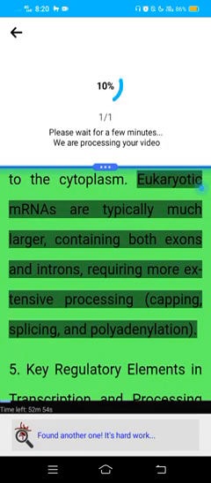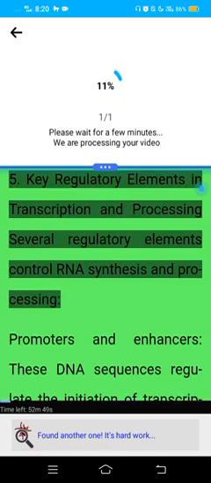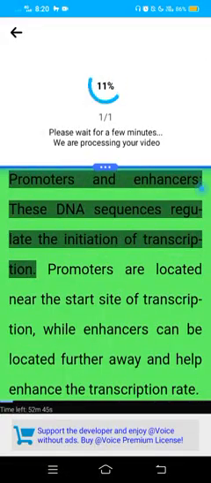Eukaryotic mRNAs are typically much larger, containing both exons and introns, requiring more extensive processing, capping, splicing, and polyadenylation. 5. Key regulatory elements in transcription and processing. Several regulatory elements control RNA synthesis and processing. Promoters and enhancers. These DNA sequences regulate the initiation of transcription.